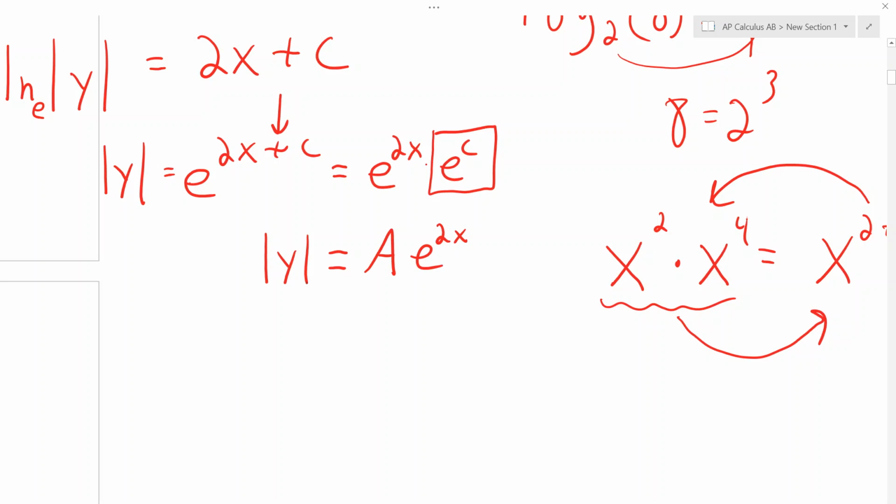Everybody with me? There's an A there instead of just a C. We're breaking it apart and turning e to the c into just something. A is e to the c, but we just put an A there because it's just some number. The reason why this is better, I don't know if you remember back when you did exponential equations. What is A? This is an exponential equation. What is A?